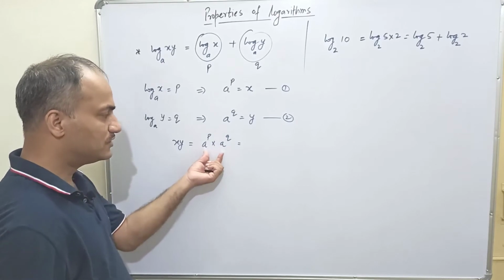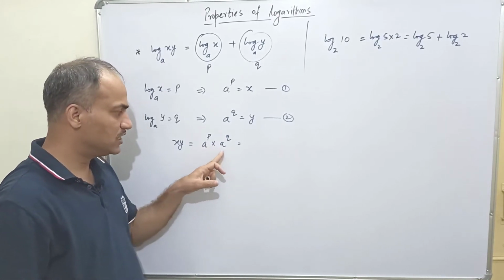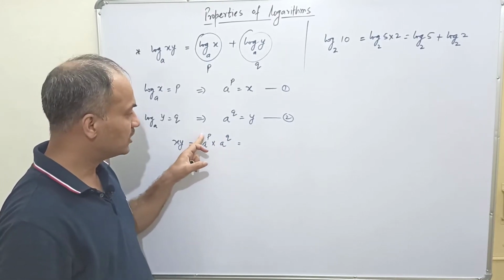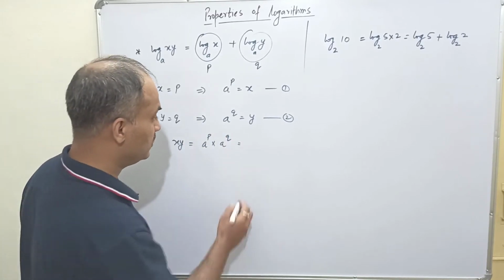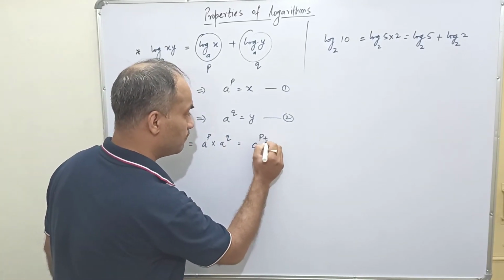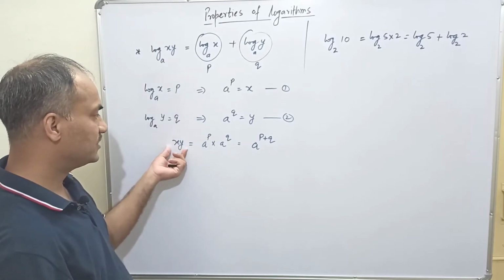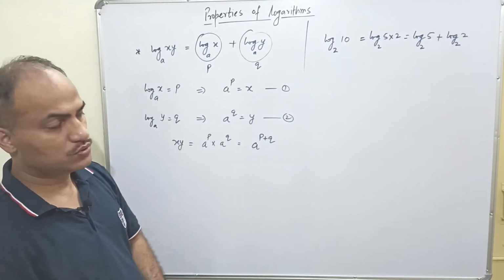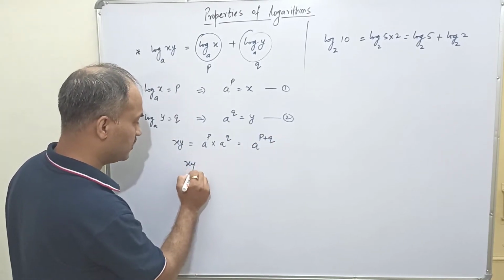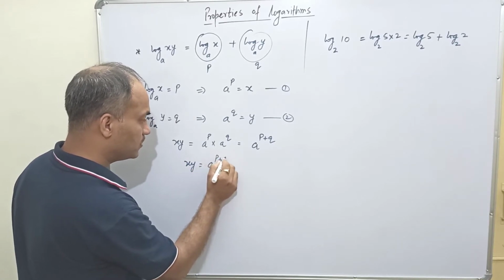So we get a to the power p into a to the power q. What we see here is that the base is the same, so the exponents can be added, they can be combined. So a to the power p plus q. Now we get xy is equal to a to the power p plus q.